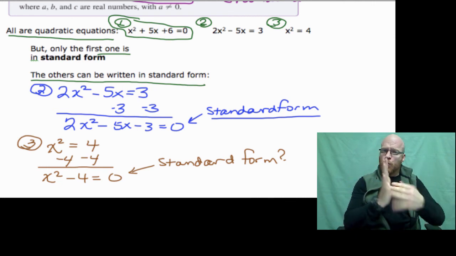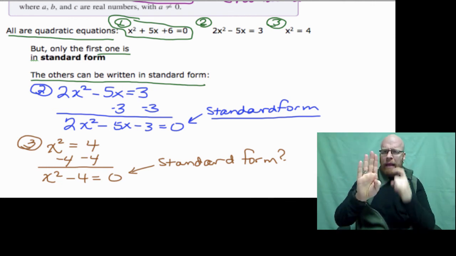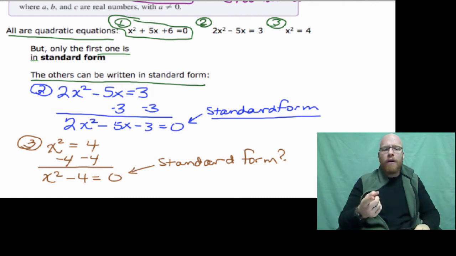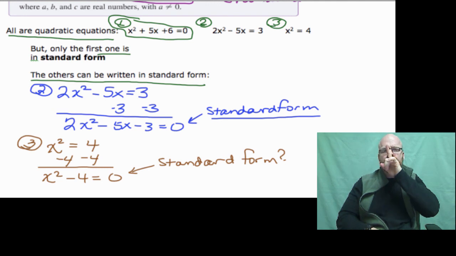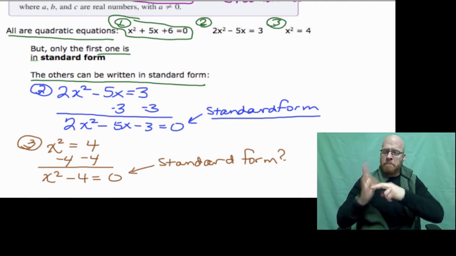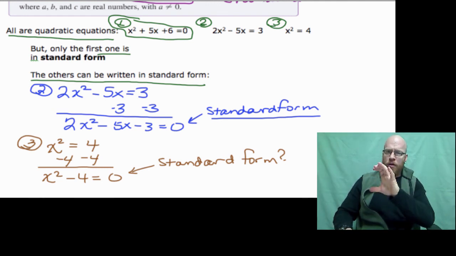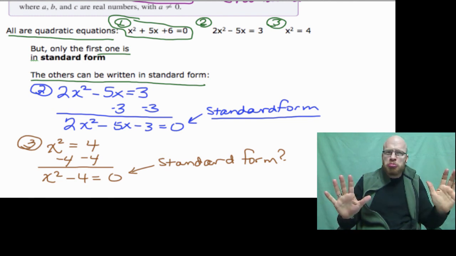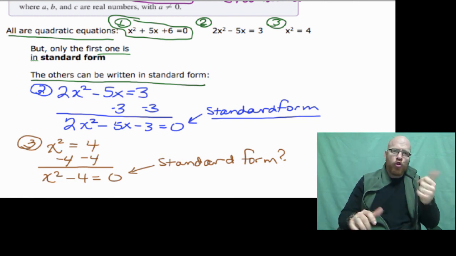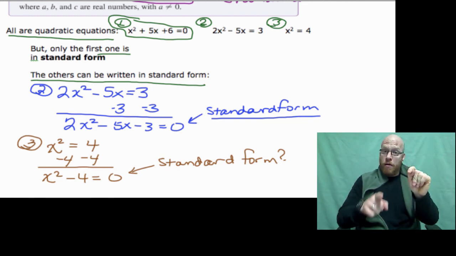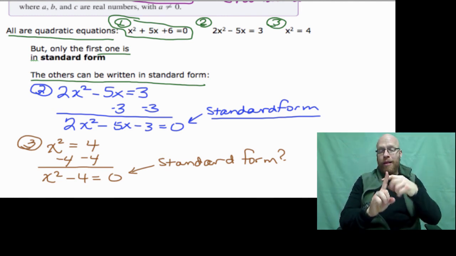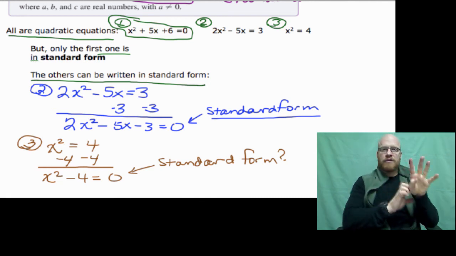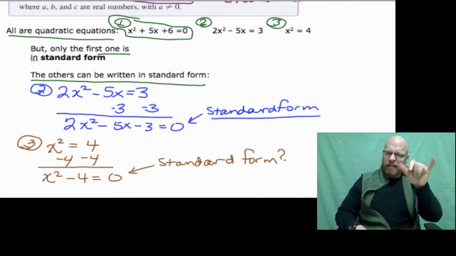Some students complain there's no middle term. There's no bx term. Where is it? It's okay. You don't have to have a middle term. X squared you need to qualify as a quadratic. The other terms are not required. But if you wanted to write the bx term, you could write x squared plus 0x minus 4 equals 0. You could do that, but it's already in standard form. You don't need to do that.